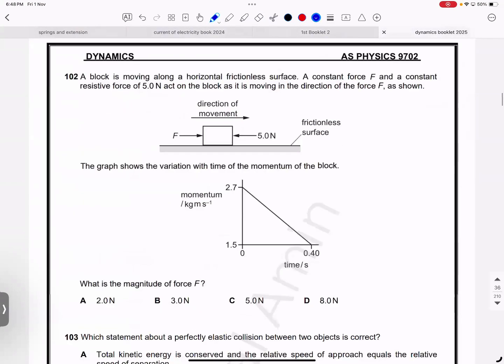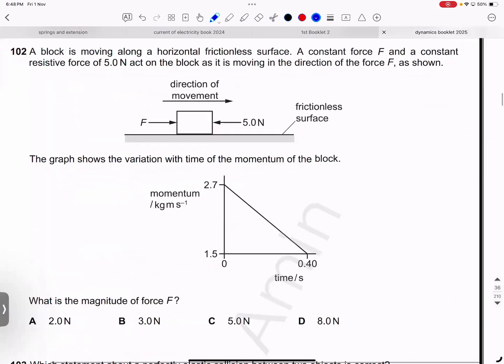Make sense? 102. A block is moving on a horizontal frictionless surface, a constant force F, and a constant resistive force 5 Newton acts on it. Okay, we are done with the impulse collisions. This is the forces and momentum mixed. So forward force, I mean F, resistive force 5 Newton.